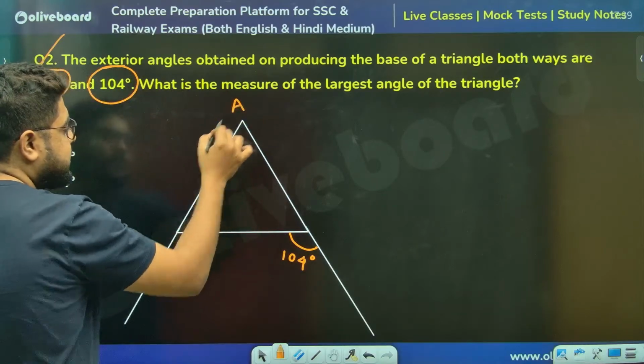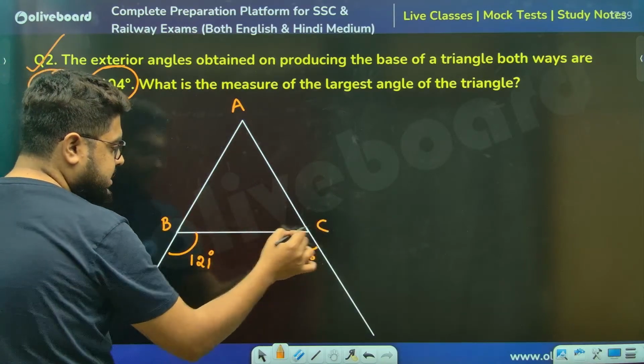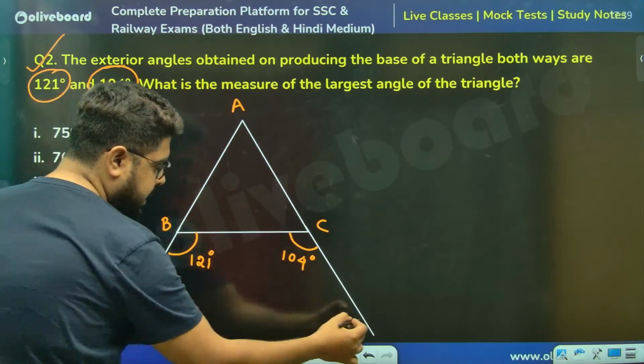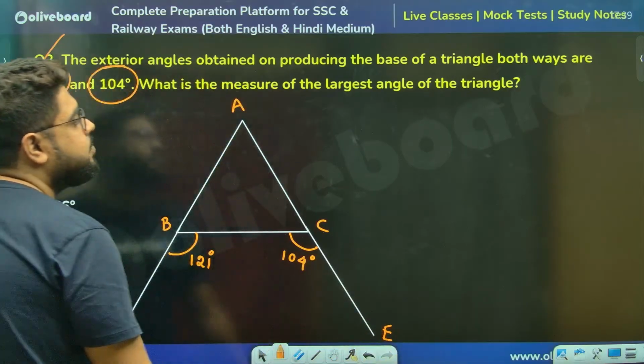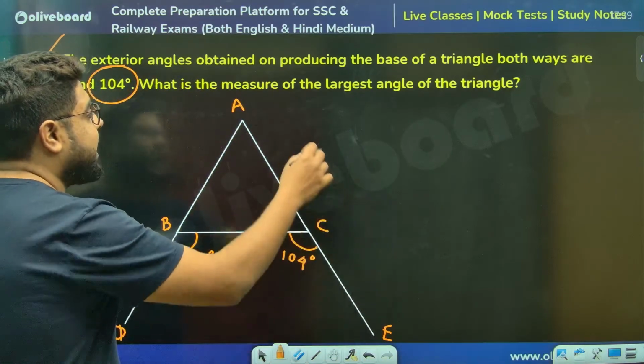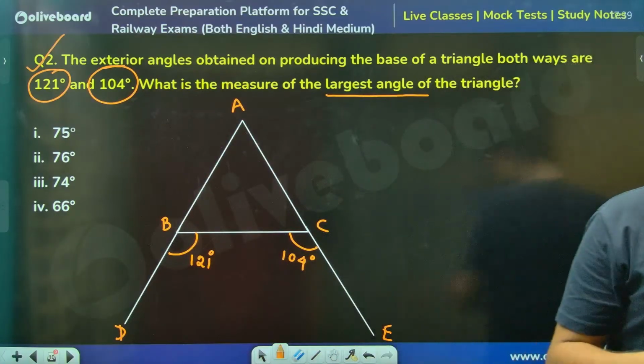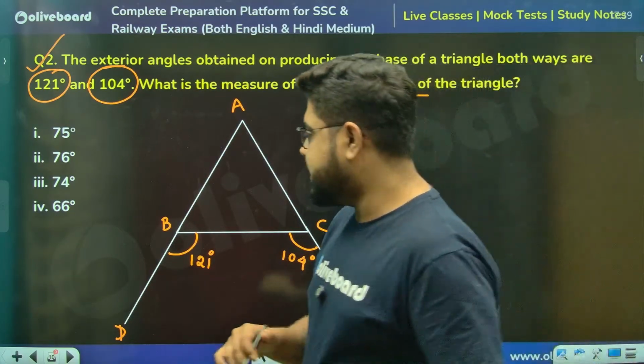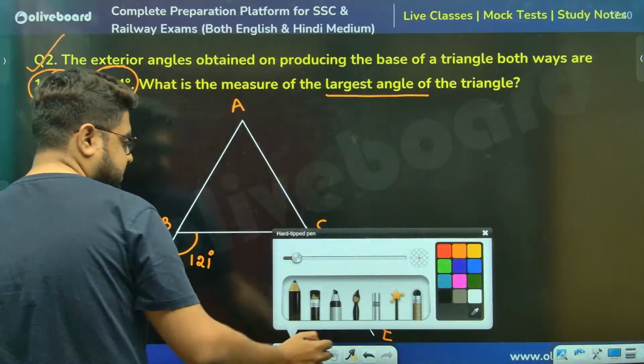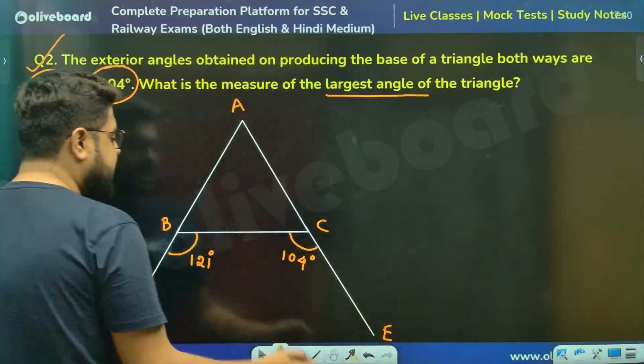This is given. This is A, B, C. I'm naming this D, and say this is E. They're asking which one is the largest angle of the triangle. What will be the largest? Arghamita, Reena, all are saying 76. Let's see. First things first.